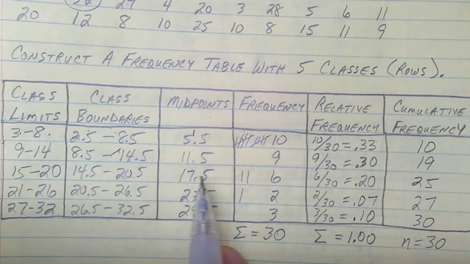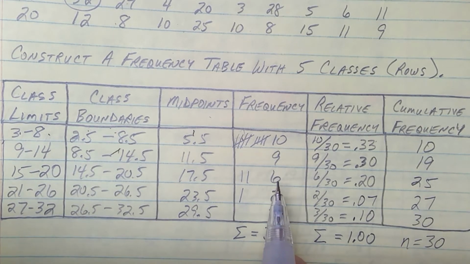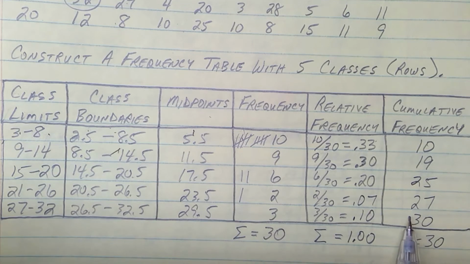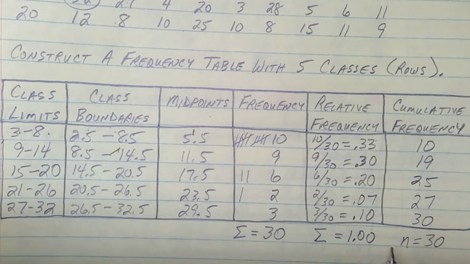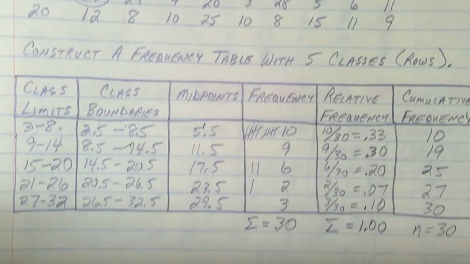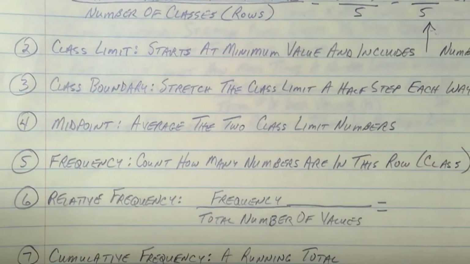When we were done with the third row, how many did we have? Oh, we accumulated 6 more measurements, 6 more values. Now we've taken into account 25 values or 25 measurements. Add 2 more. Now I've got 27 measurements, and add the final 3. Now I've got 30 measurements, which should match up to how many measurements or values are in your raw data. So just a couple of notes here to finish it off.